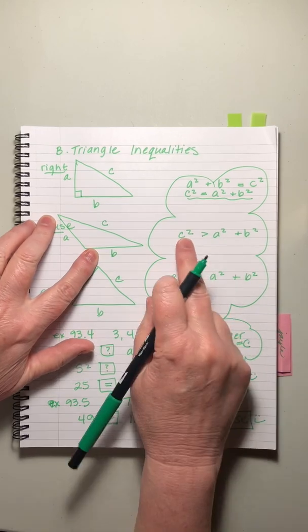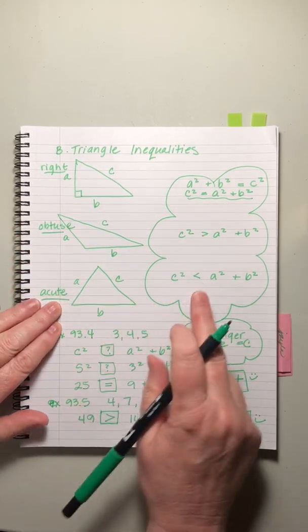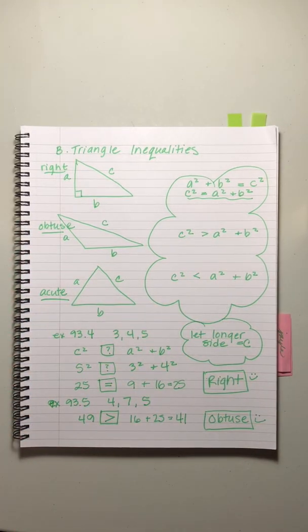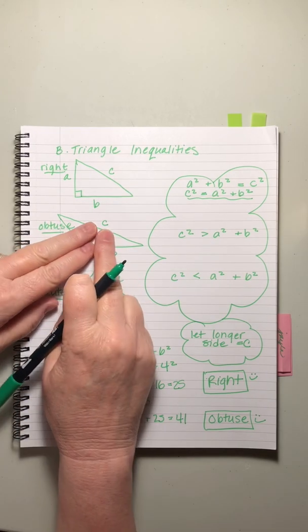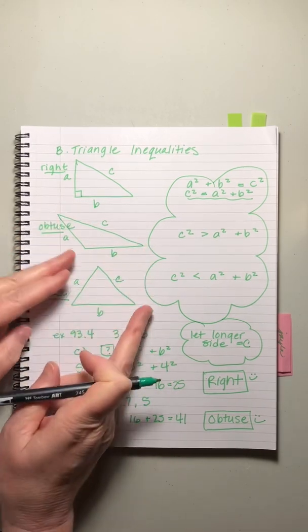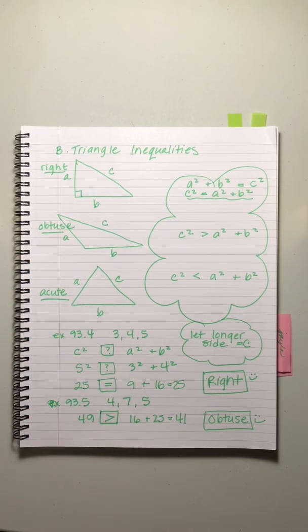Remembering that obtuse triangles are the greater than and acute are the lesser than. You can memorize it, but you can kind of visualize it, right? In this one, the C gets stretched bigger, and in this one, the C gets smushed smaller. That's how my brain sees it.